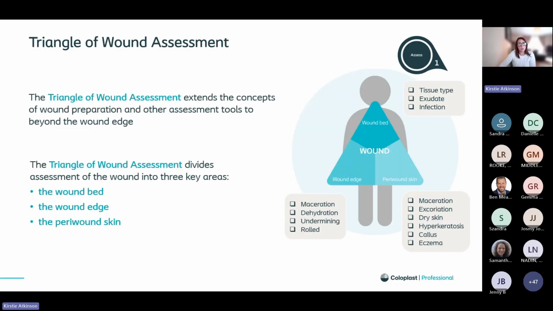One framework that could help you in simplifying that wound assessment, because we know it can be challenging when you've got to think of everything going on in the wound as well as the whole patient, is the triangle of wound assessment. This is a concept that looks at the wound in three key areas: the wound bed, the wound edge and the peri-wound skin, and then you'd base your treatment objective on using them all. For the wound bed, you'd be looking at the tissue types that are there, exudate levels, and obviously any risk of infection. For your wound edge, you'd be looking at maceration and dehydration, and for the peri-wound skin, you'd be looking at maceration and excoriation, and that should give you a really rounded treatment objective.